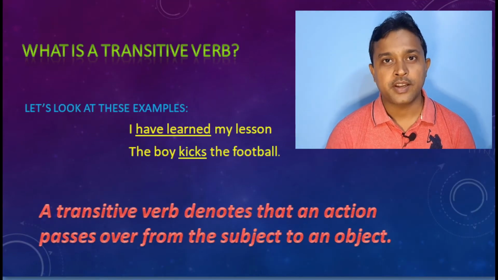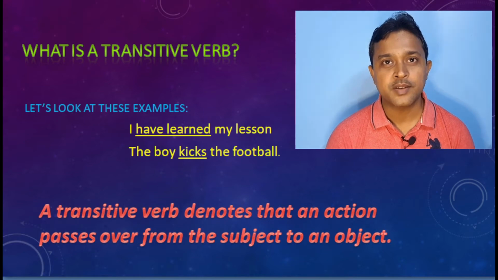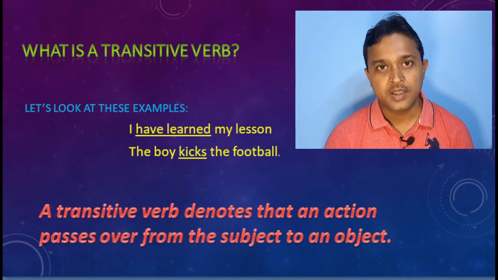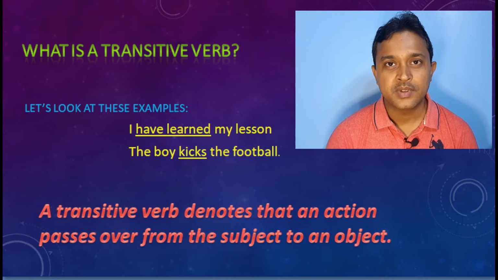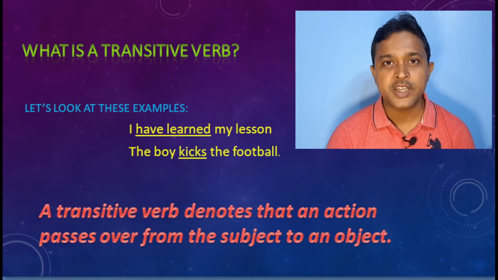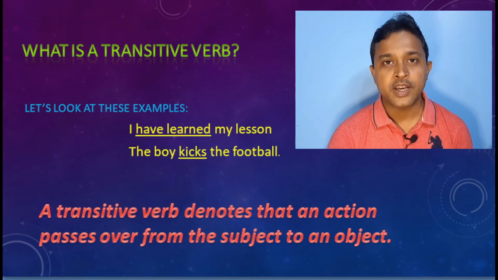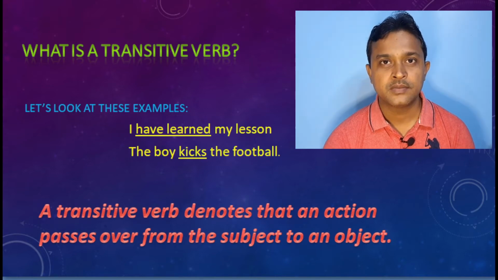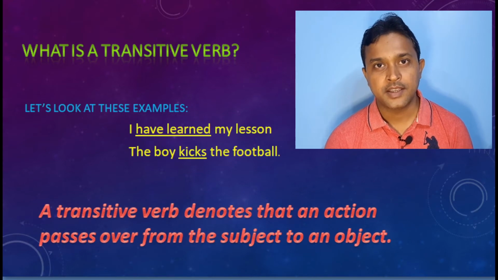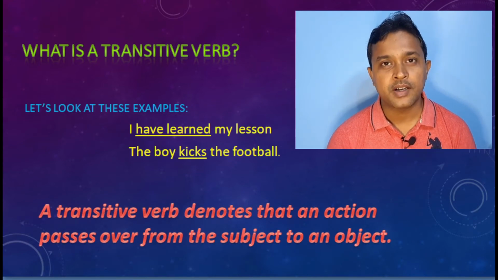Now let us try to understand the concept of a transitive verb. A transitive verb must have an object after it to receive the action from the subject. Let's look at the examples. I have learned my lesson. In this example, the verb learned has an object, my lesson, to receive the action from the subject.